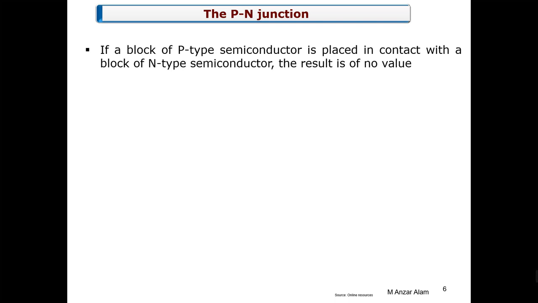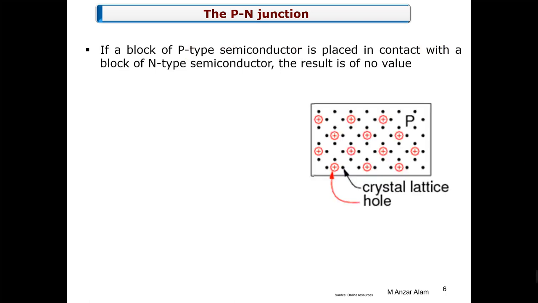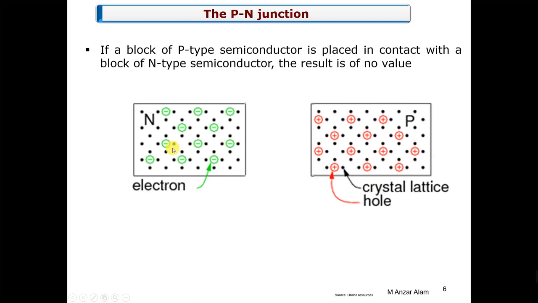Now come to the p-n junction. What is the p-n junction? We already have done something. If a block of p-type semiconductor is placed in contact with a block of n-type semiconductor, the result is of no use. For example, this is the block of p-type semiconductor, and this is the block of n-type semiconductor. These two blocks are independent blocks. They are not in contact with each other.